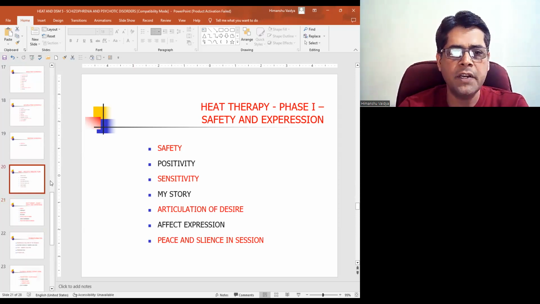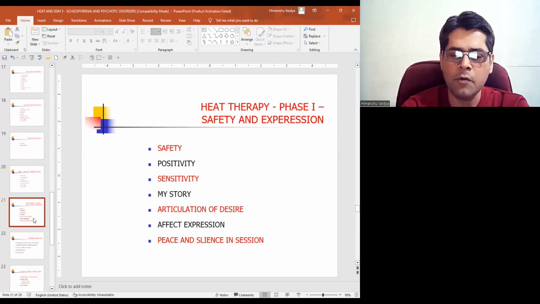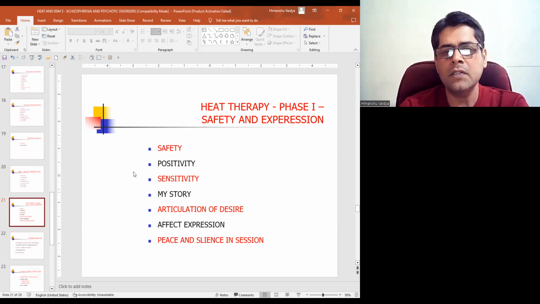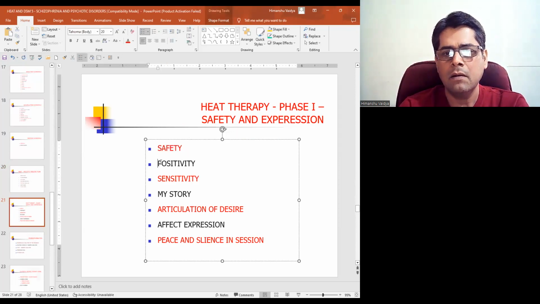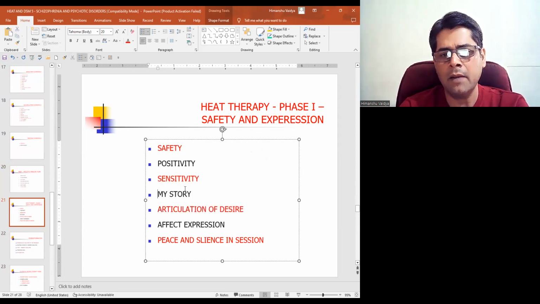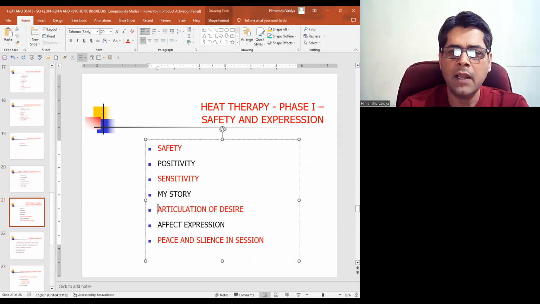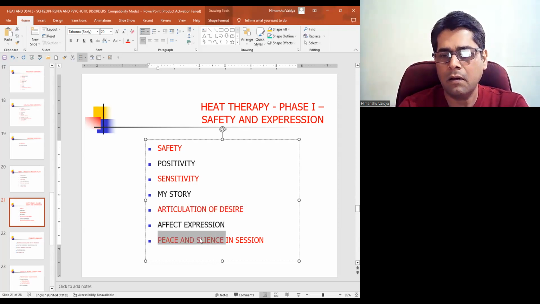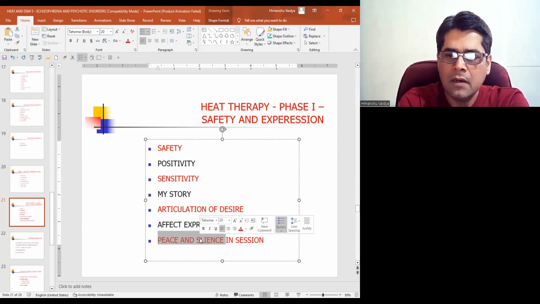Taking up one part of the holistic healing plan, which is psychotherapy, and detailing it out. The first part of therapy approach in need is safety and expression. The person has to feel safe to express, has to feel a sense of positivity, has to be able to live out his sensitivity, give out his story. And then we move to articulation of desire. First, let him exhaust his story fully from all the angles, and then let us go to articulation of desire. Then affect expression, and then internalize the peace and silence in the session without feeling disturbed at all.